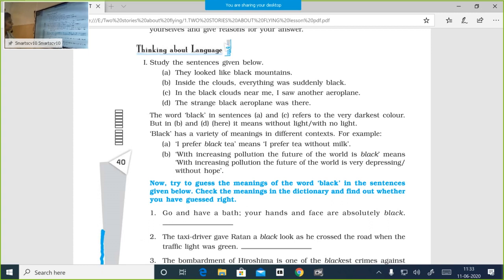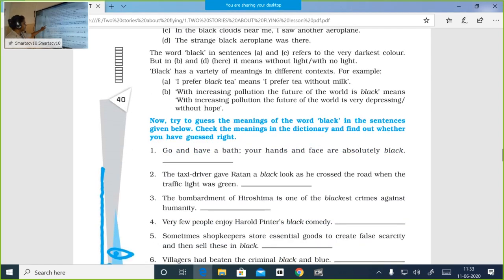So we can come to the conclusion that the word black has a variety of meanings in different contexts. Then they come up with more examples, like, I prefer black tea, which means I prefer tea without milk. And in the next sentence, with increasing pollution, the future of the world is black. There it doesn't denote the color, but it suggests that the condition would be very depressing, without hope.